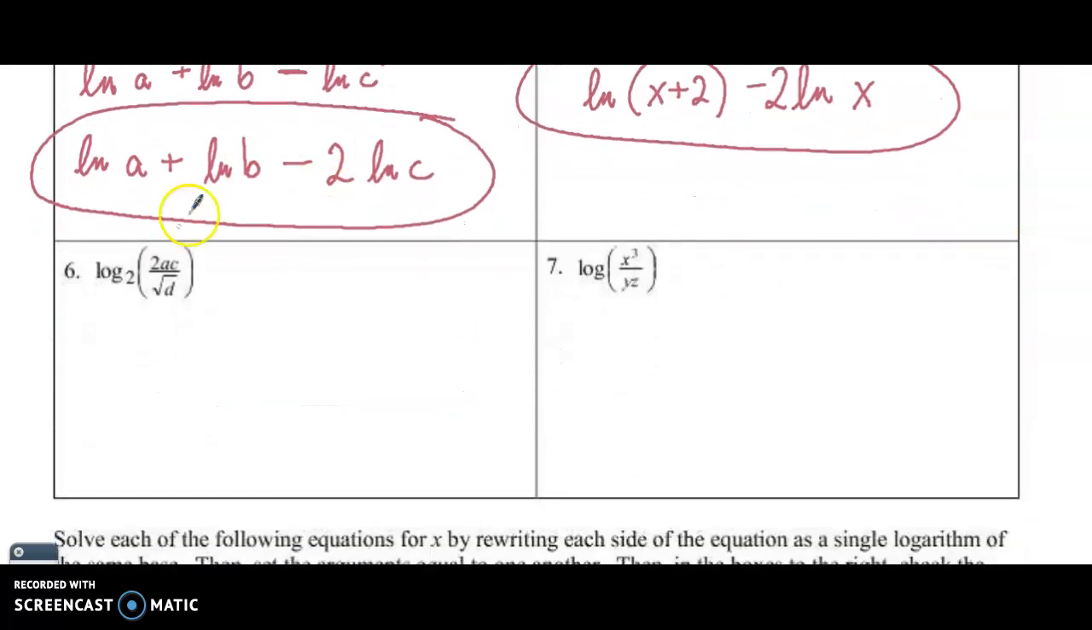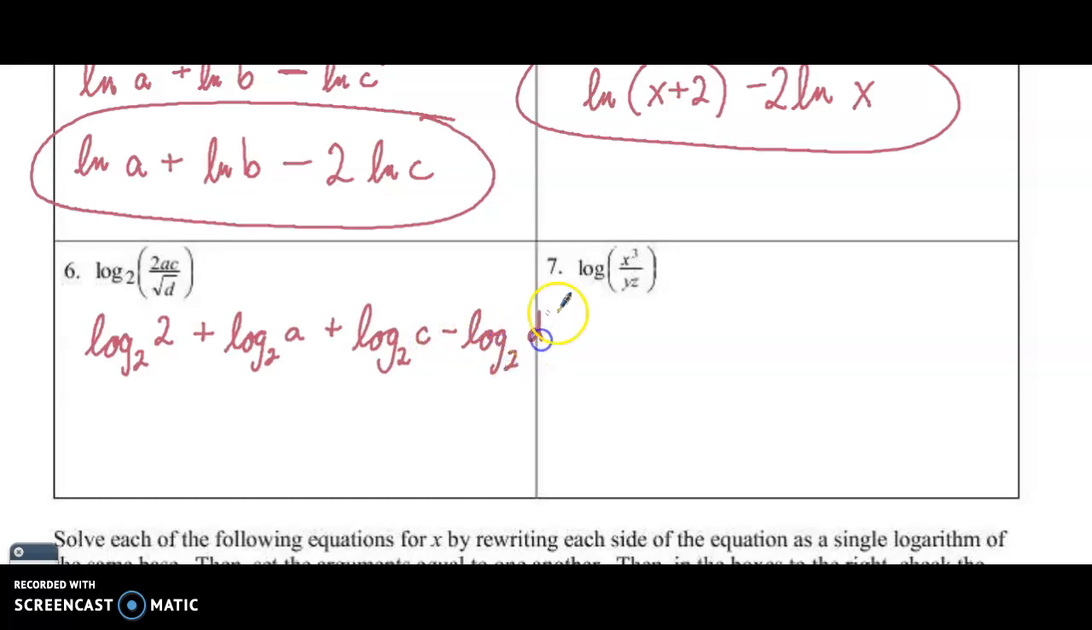So again, the next one, just so you know, I would like you to do one more step. So we can split up even that 2, and then plus log base 2 of A, plus log base 2 of C, and then minus log base 2 of the square root of D, which I'm going to rewrite as to the 1/2 power.